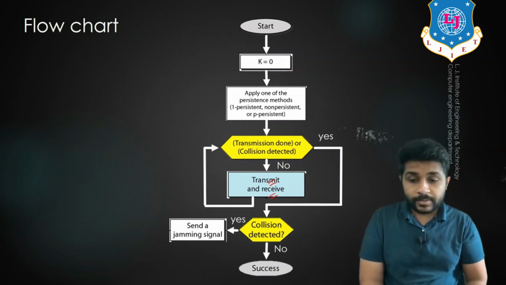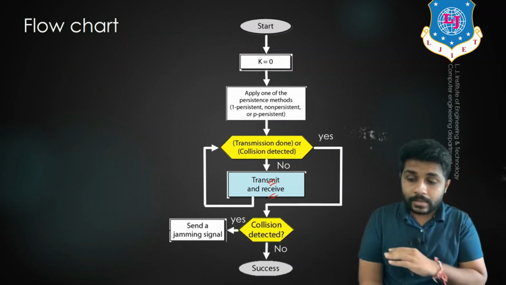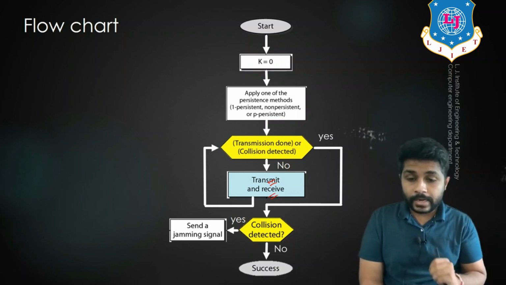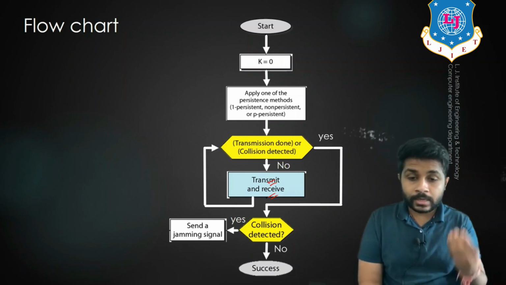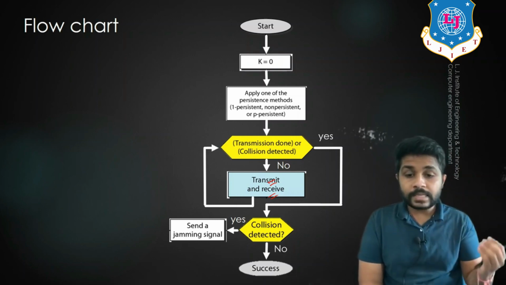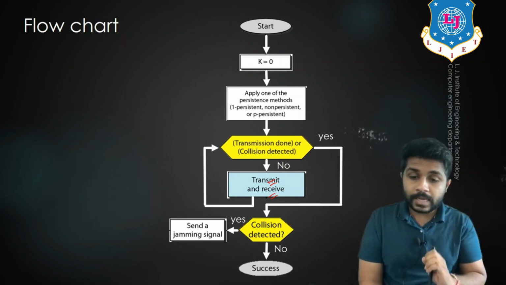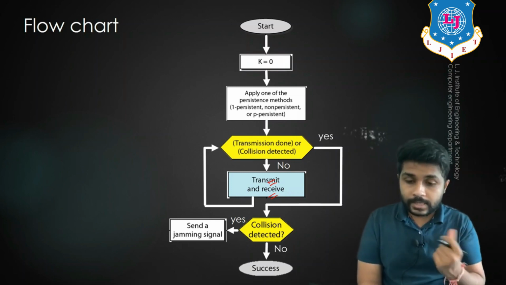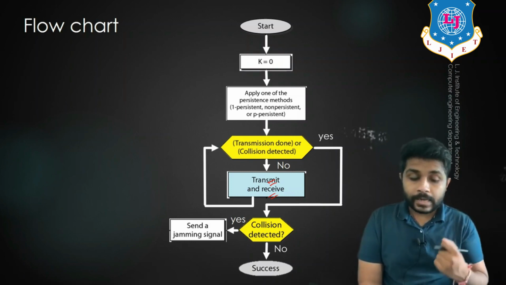Why is it sending the jamming signal? The jamming signal is used to tell every device on the network that there is a collision in the network and please wait for some time. Because the sender finds that there is a collision, it is informing the remaining devices that please do not send data right now, please wait for some time and after that try to send data. So the sender will send the jamming signal and it will try to attempt one more time.